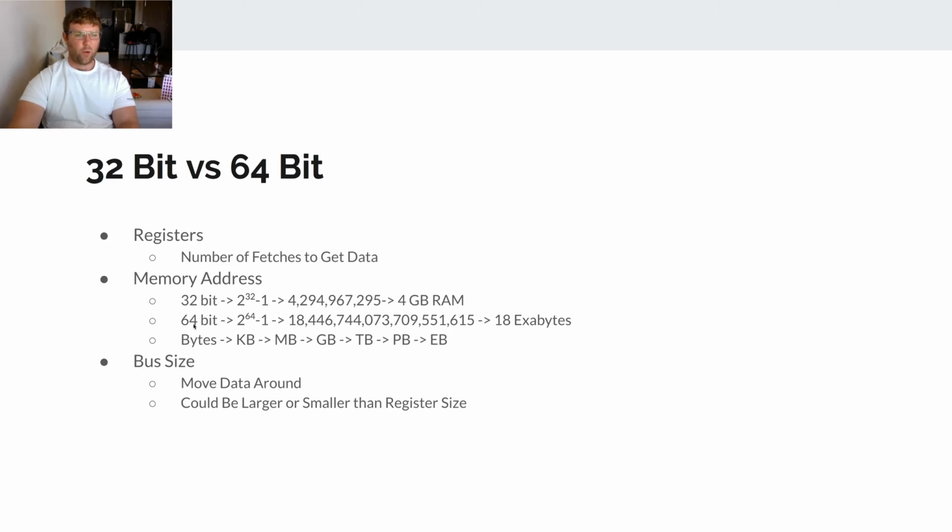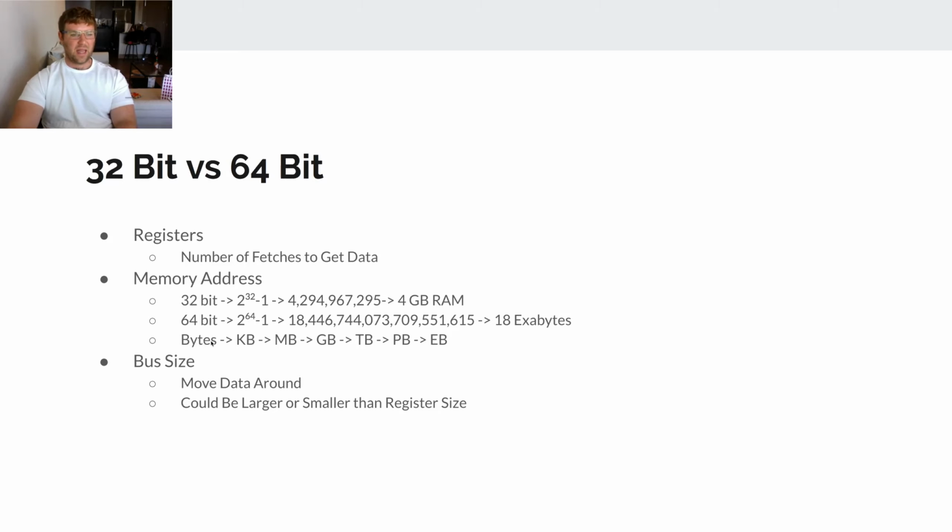So for a 64-bit machine, the number of different addresses our CPU can actually look at is 2 to the 64 minus 1. With this many numbers, I think that's 18 quintillion. Based on gigabytes, megabytes, things like that, it's 18 exabytes.